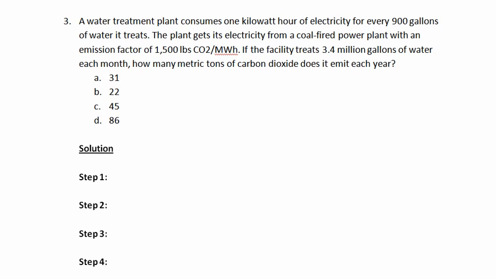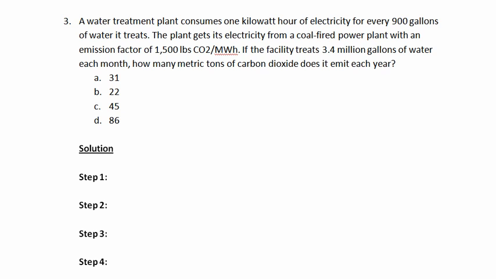The next example we're going to look at involves a water treatment plant. This plant consumes 1 kilowatt-hour of electricity for every 900 gallons of water it treats. The plant gets this electricity from a coal-fired power plant with an emission factor of 1,500 pounds of carbon dioxide per megawatt-hour of electricity consumed. If the facility treats 3.4 million gallons of water each month, how many metric tons of carbon dioxide does it emit in the course of a year?